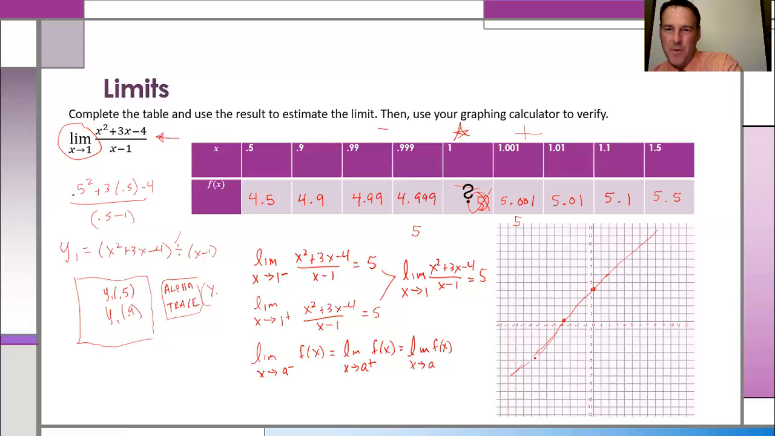Okay. However, okay, at 1, there is no point. Okay, it gets closer and closer and closer to 5 from the left side, and it gets closer and closer to 5 on the right side. But in all honesty, there's an open circle there. It doesn't actually touch 5 in a vertical sense.